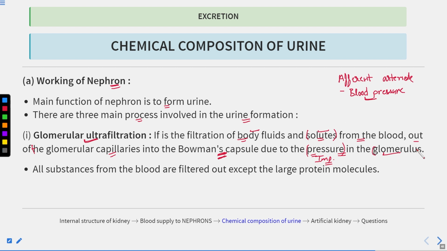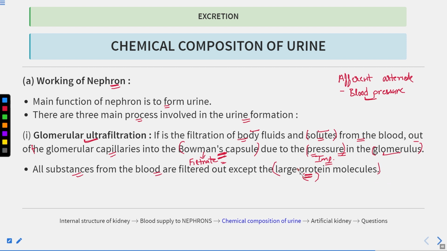So the glomerulus is the network of capillaries. There is blood pressure in these capillaries, and the blood is filtered, and the filtrate is passed on into the Bowman's capsule. So we can write: the filtered out fluid is now passed into the Bowman's capsule. Now all substances of the blood are filtered out except the large protein molecules. There are some pores present in the Bowman's capsule. Through these pores, filtration takes place. The size of the pores is not enough to filter out the large protein molecules. So large protein molecules remain in the blood only.